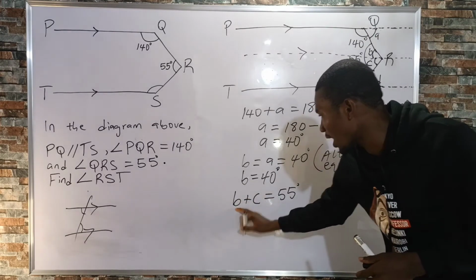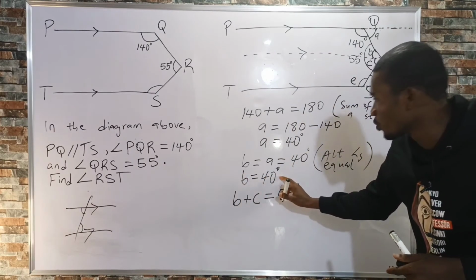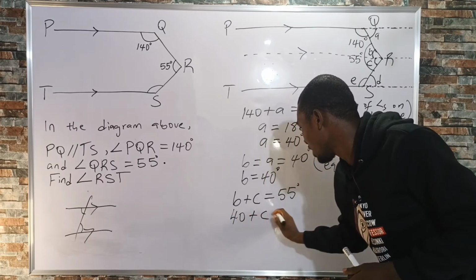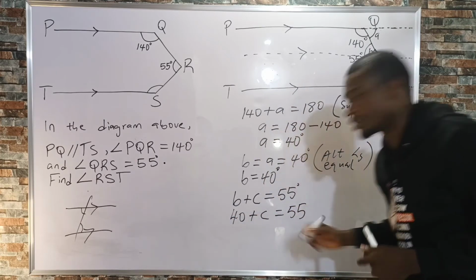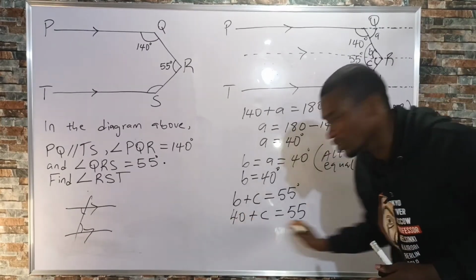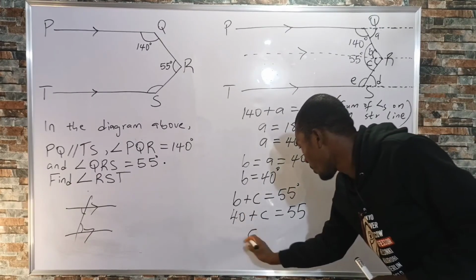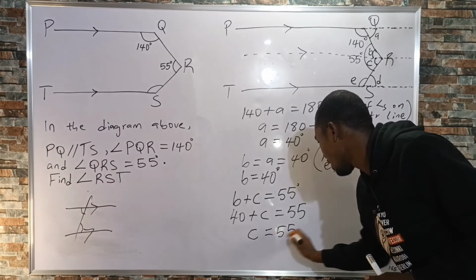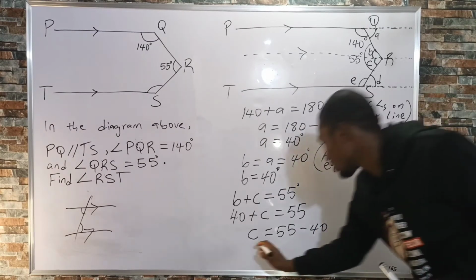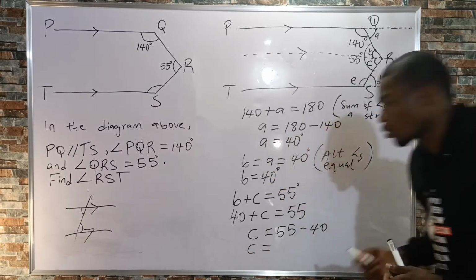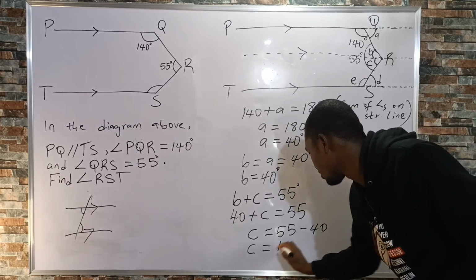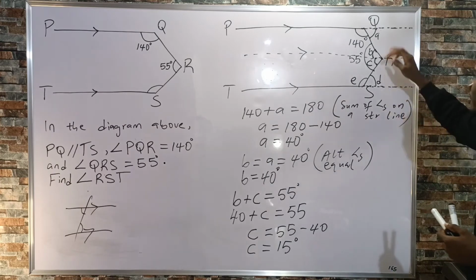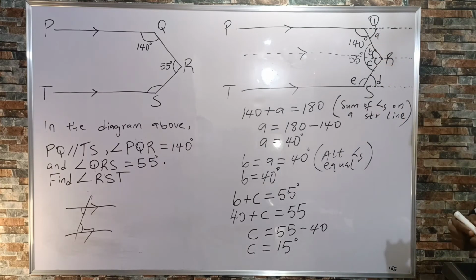But we found our angle B to be 40 degrees. So we shall substitute B for 40 degrees here, then plus C, and that will give us 55 degrees. Then when we subtract 40 from both sides of the equation, we make C the subject of the equation. So we have 55 minus 40, such that our angle C will be equal to 15 degrees. So we succeeded in finding the angle B and the angle C respectively.